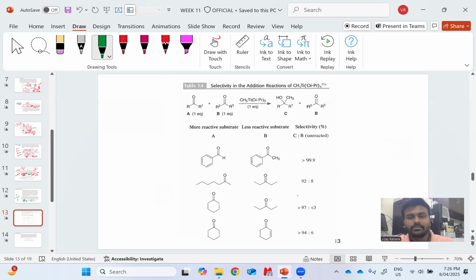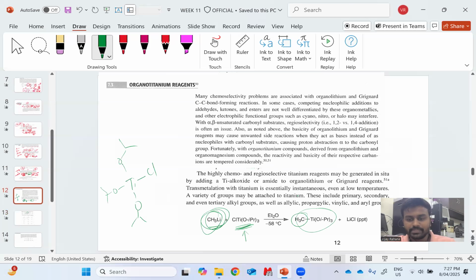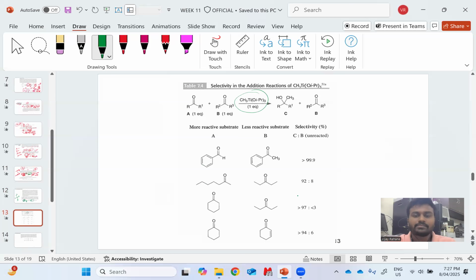So here you can see, if you have the aldehyde, let's take the example of an aldehyde, and we add this reagent, that is the methyl titanium triisopropoxide, we can transfer this methyl from the titanium to the carbonyl center, and we get the required product.